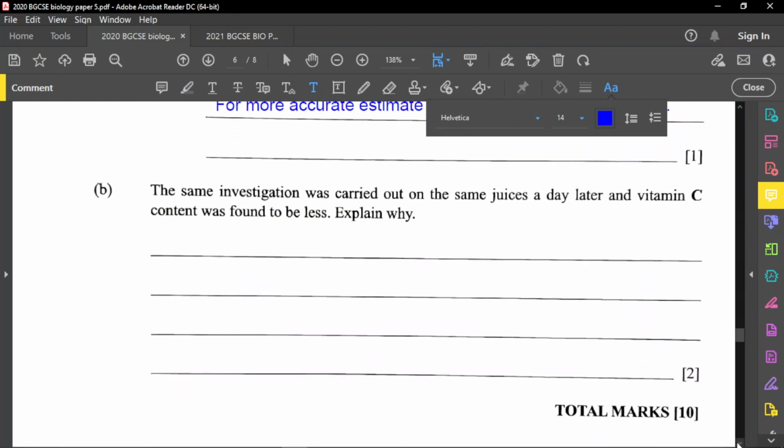For part D, which is the final part of this question, it said the same investigation was carried out on the same orange juices a day later, and vitamin C content was found to be less. Explain why. So vitamin C, just make a note right here. Vitamin C depletes over time. That's the first thing you need to know.